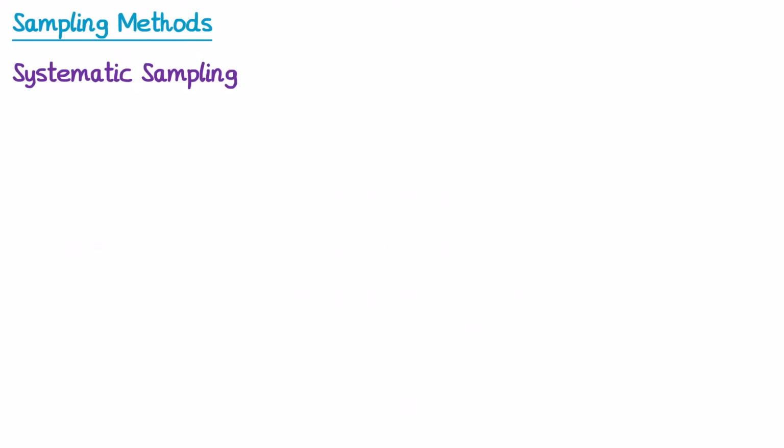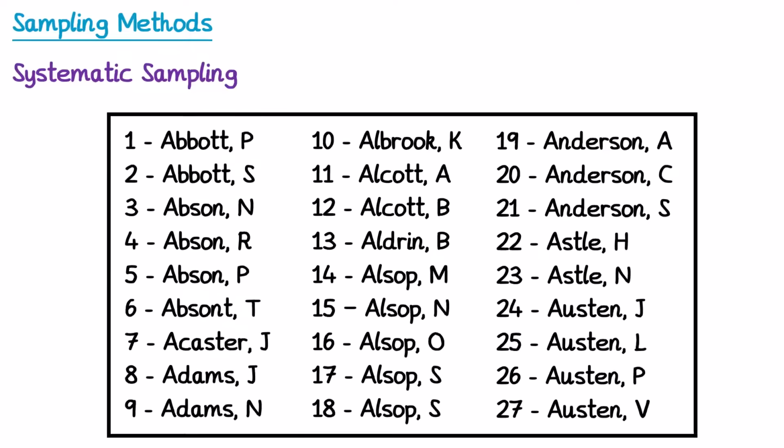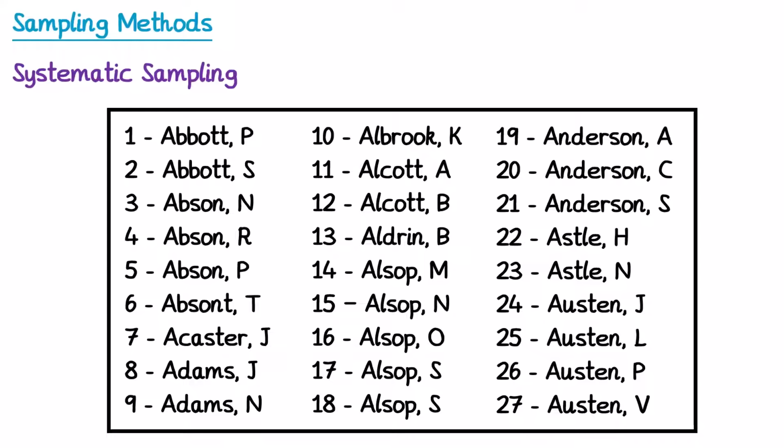Another example of this could be if the sampling frame was a list of people in alphabetical order, like this one here. It may well be the case that people listed next to each other are in the same family because they have the same surname. If we did this in a systematic way, then P Abbott and S Abbott can't be included in the same sample. So it might be that you randomize the sampling frame before continuing with the systematic sample.